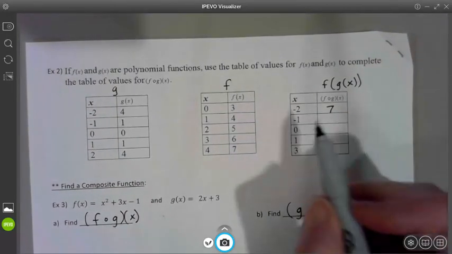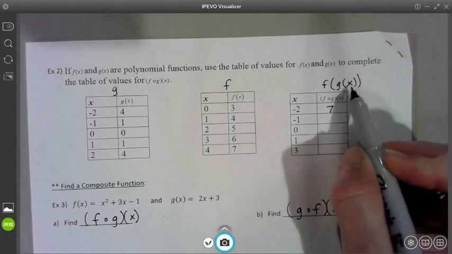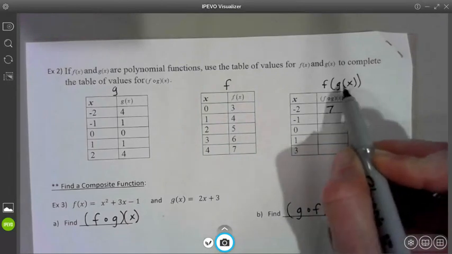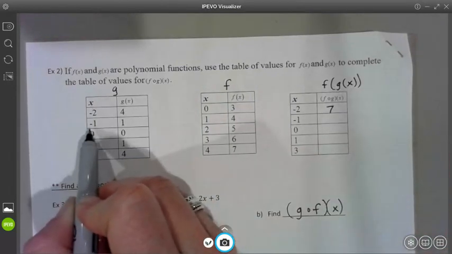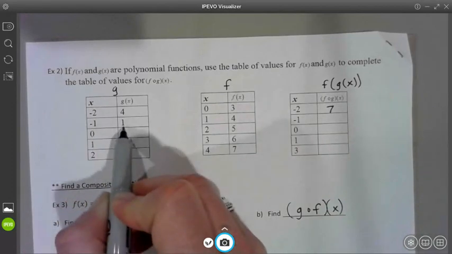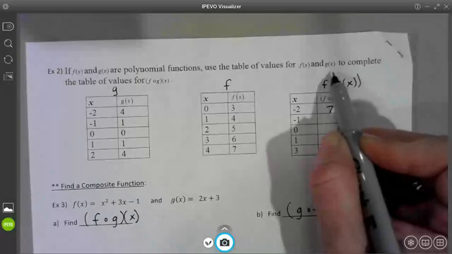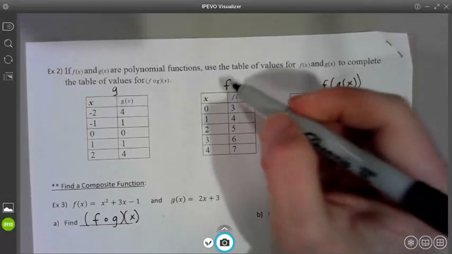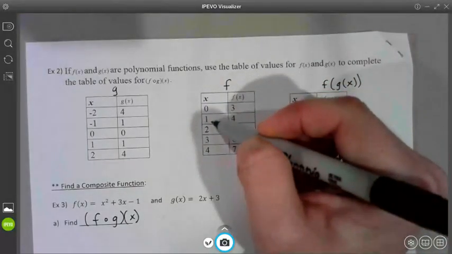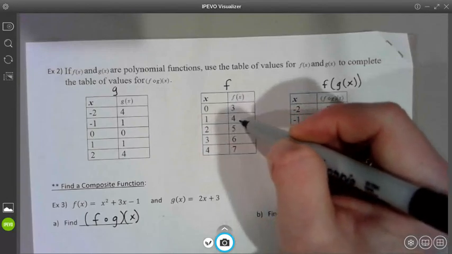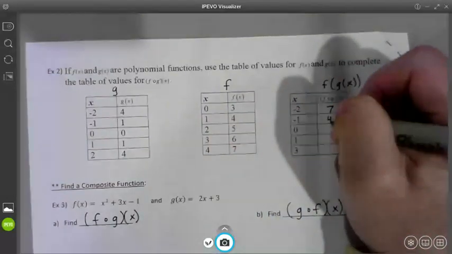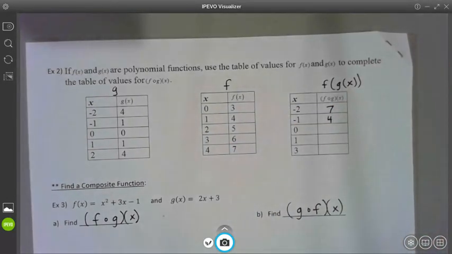Okay, what about -1? What is f of g of -1? Well, if I plug a -1 into g, go to the table, if -1 goes into g, then a 1 would come out. So now g of -1 spits out a 1. So it's a 1 that's going to go into function f. So go to function f, look for a 1 to go in. What does it say comes out? A 4. So now a 4 would come out for f of g of -1.